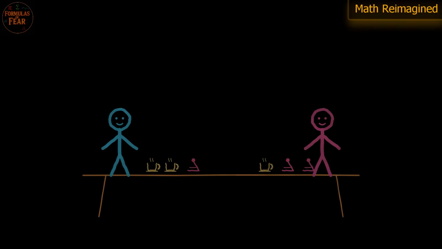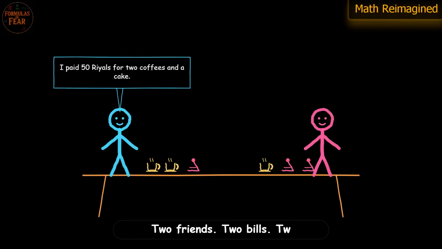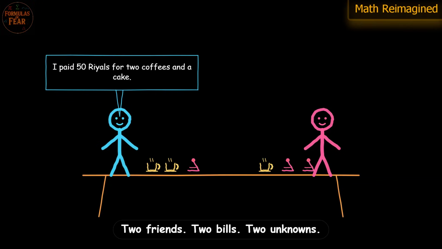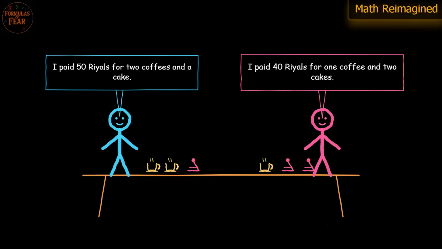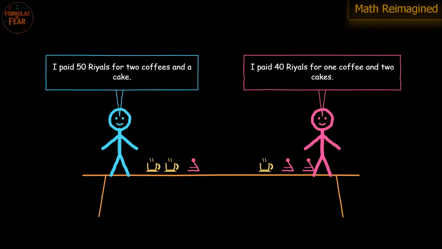Now, let's pose a real problem. You and your friend are at a café. You paid 50 reals for 2 coffees and 1 cake. Your friend paid 40 reals for 1 coffee and 2 cakes. The question is, how much does the coffee cost and how much is the cake?